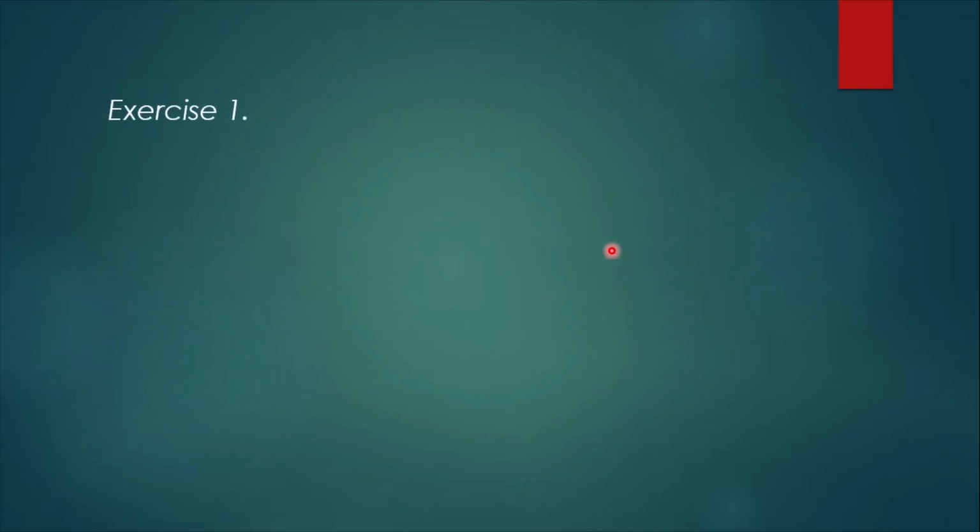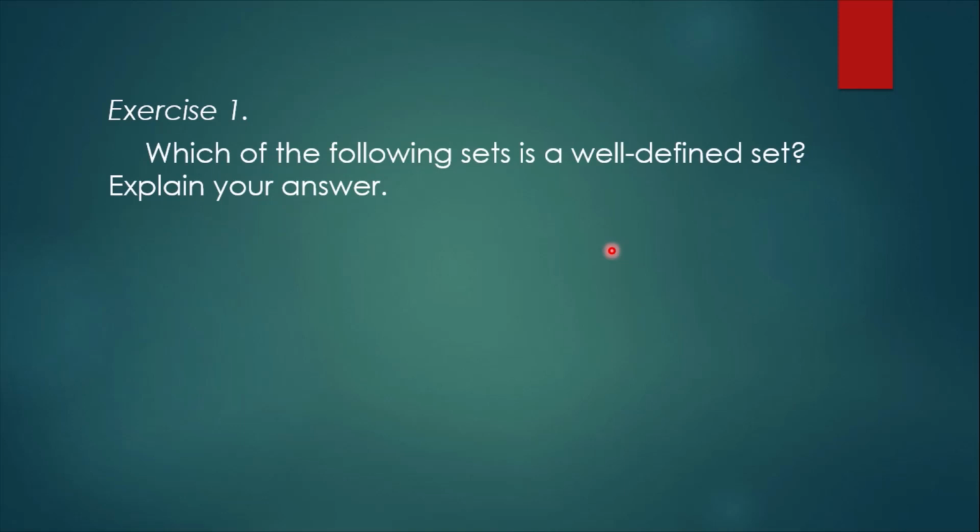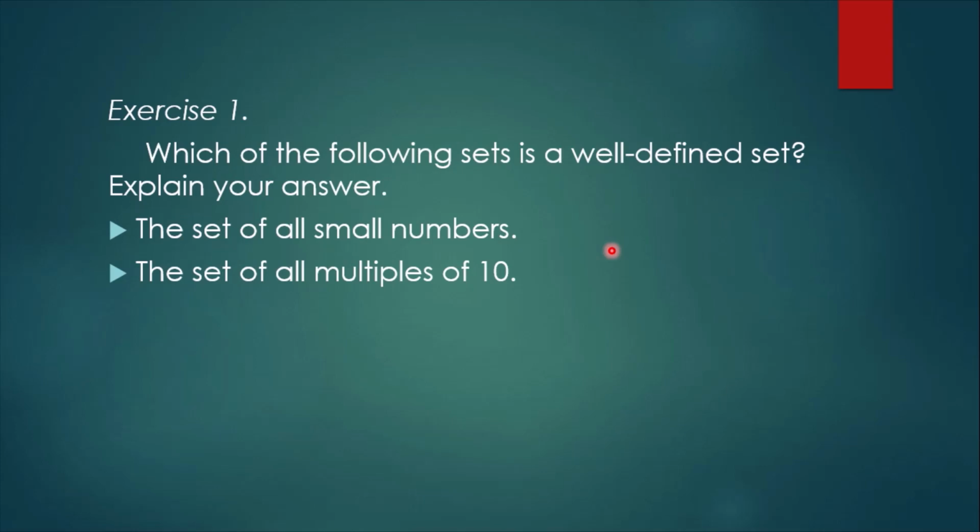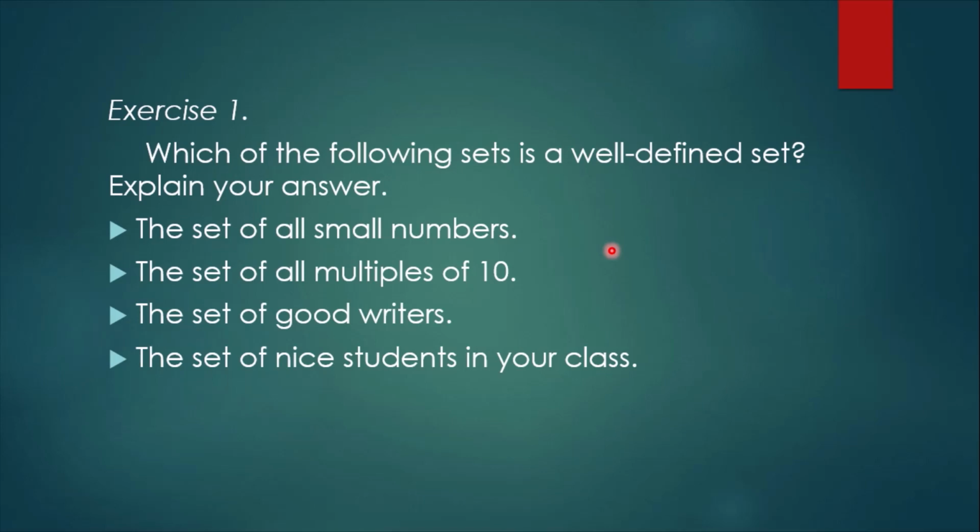Let's have this exercise. Which of the following sets is a well-defined set? Explain your answer. The set of all small numbers, the set of all multiples of 10, the set of good writers, or the set of nice students in your class. So let's discuss one by one. The set of all small numbers. Small here is not defined because we cannot think of an element of this set na specific.